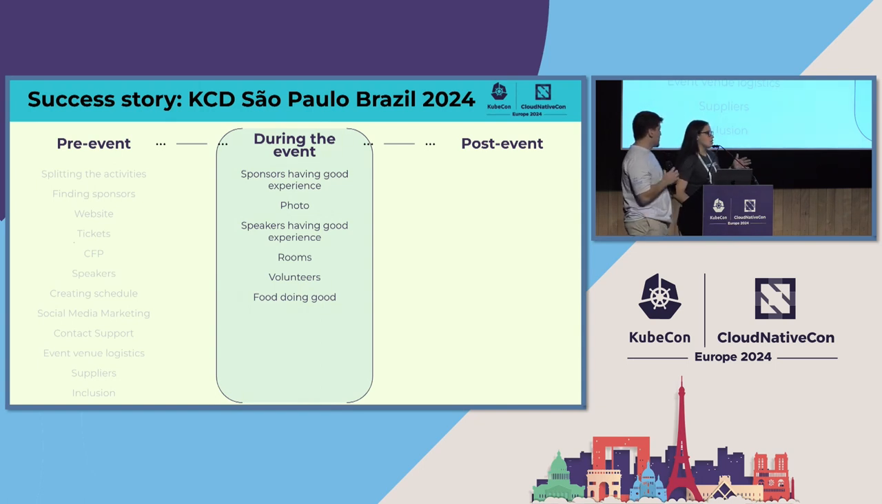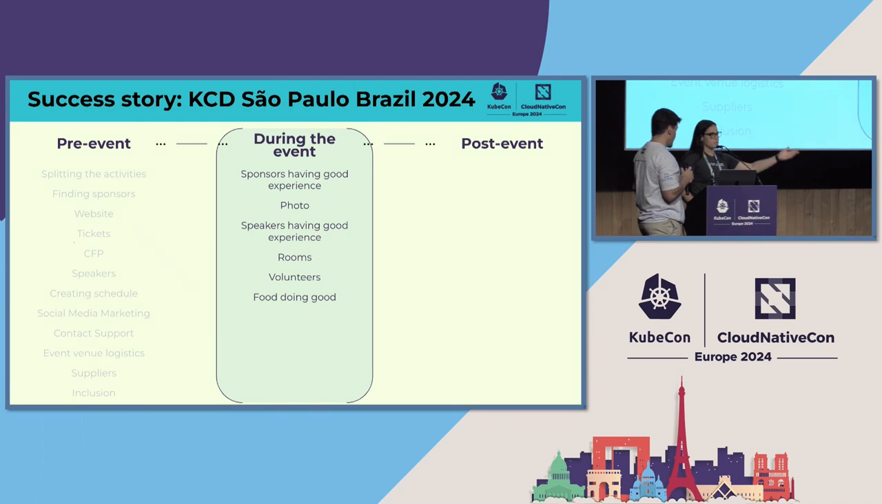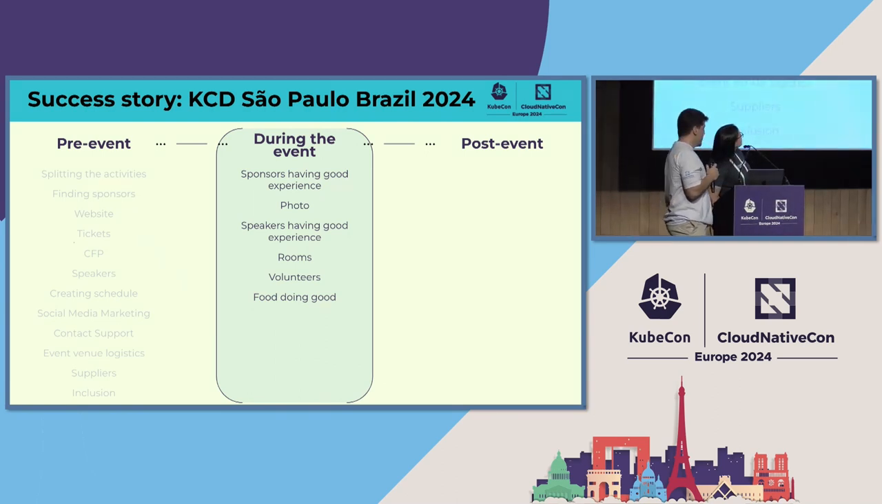Photo. You need to have someone or hire someone to take photos, to do small videos that you can use to do an after movie. It's a strategic way to empower your event, to do the marketing of the event for the next year, for the next version of the KCD, for example. Speakers having a good experience. Yeah, again, temperature, good food, good audio, things like that.